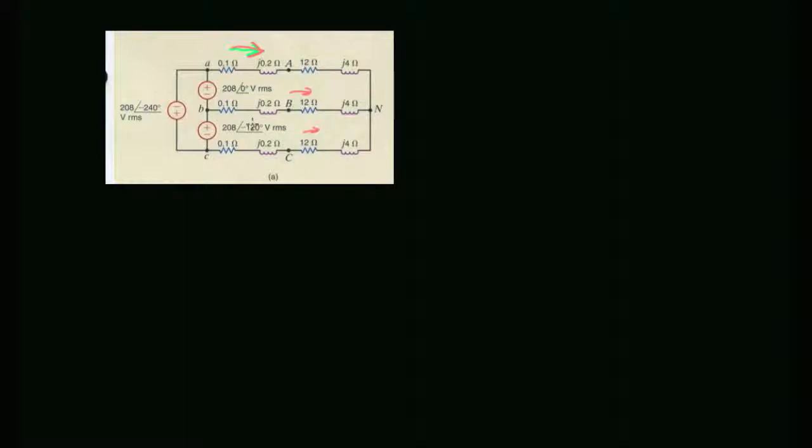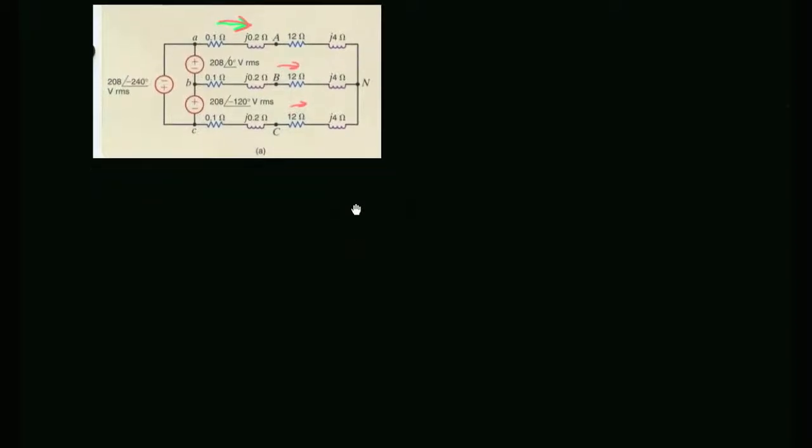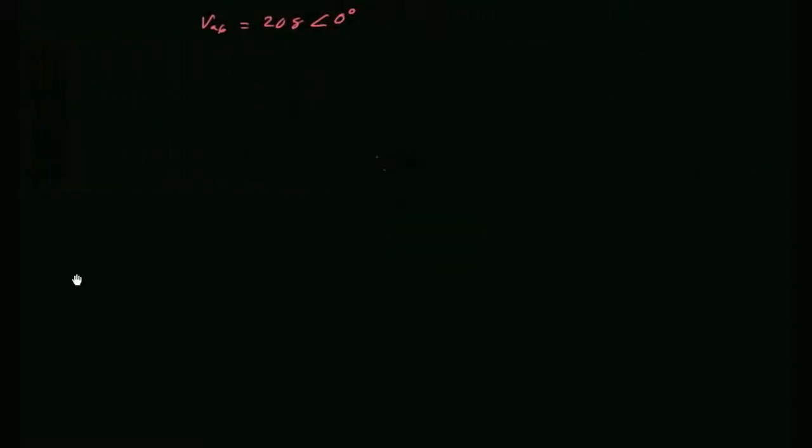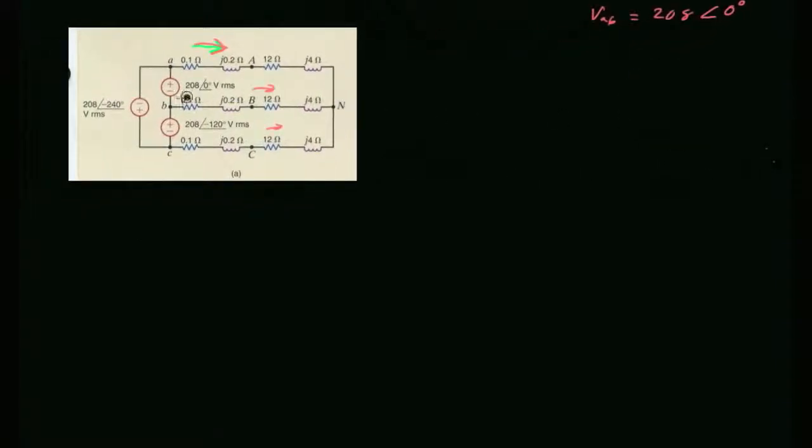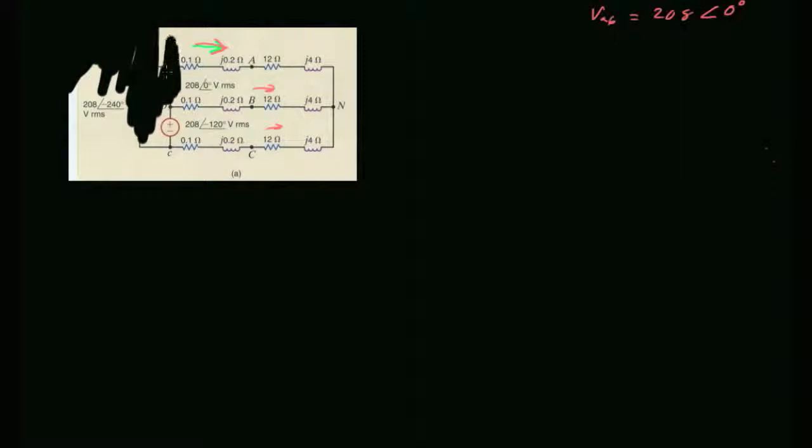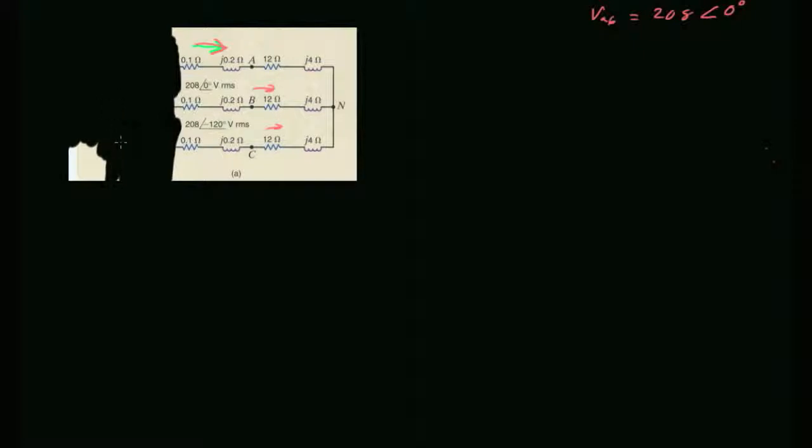So instead what we're going to do is redraw this using an equivalent Y-connected source. So let me just write this over here: VAB equals 208 angle 0 degrees. The way this relatively straightforward conversion works is I'm going to erase that delta-connected source and replace it with an equivalent Y-connected source. As long as I make the conversion, I'm good to go.